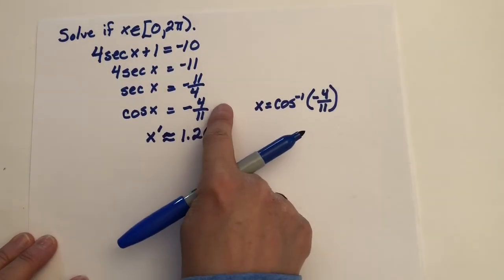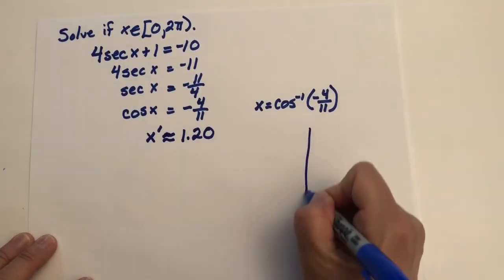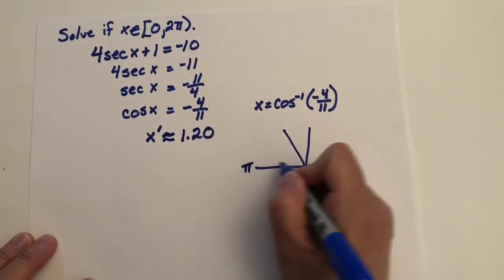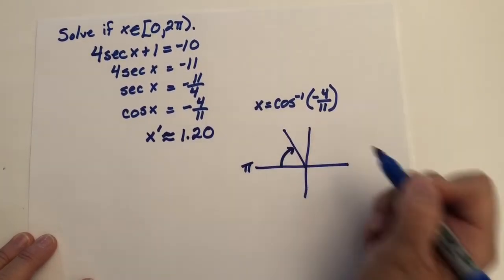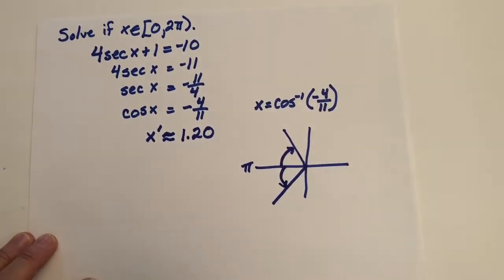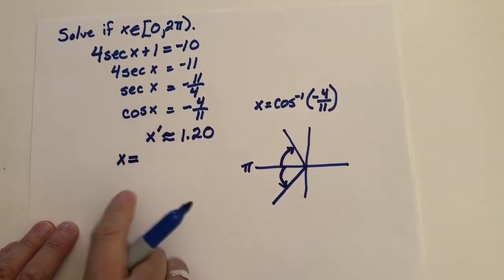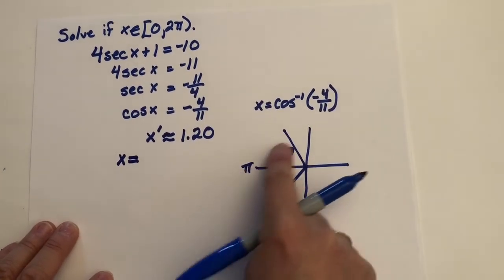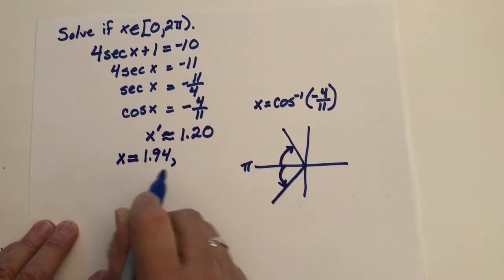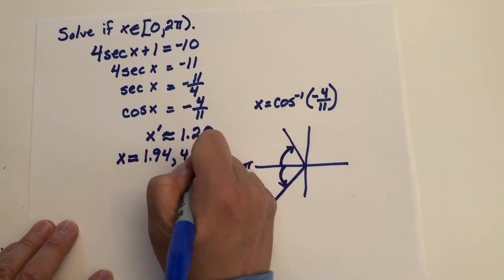But now I know I need solutions in the second and third quadrants because that's where the cosine is negative. So that means I'm coming over here to the second quadrant and I'm going to subtract 1.20 from pi. And I'm going to come to the third quadrant and I'm going to add 1.20 to pi. So if we do that, we would find our solutions are approximately equal to pi minus 1.20 gives us 1.94, and pi plus 1.20 gives us 4.34.